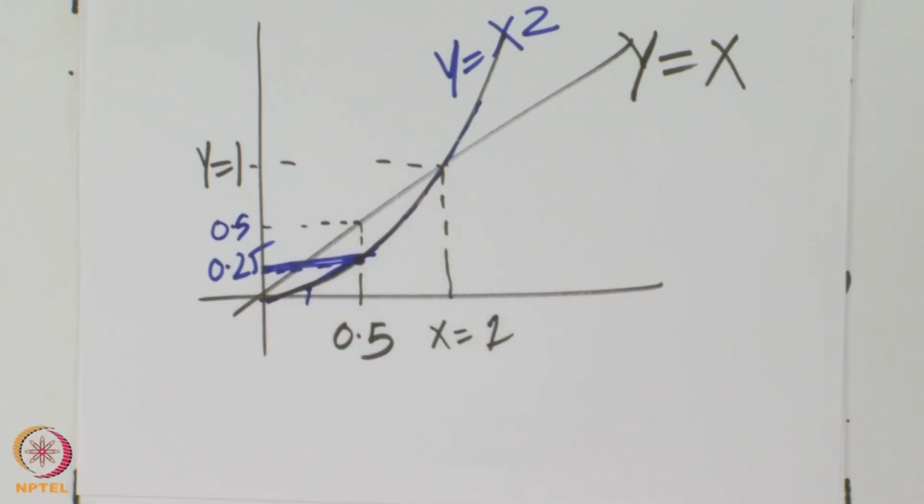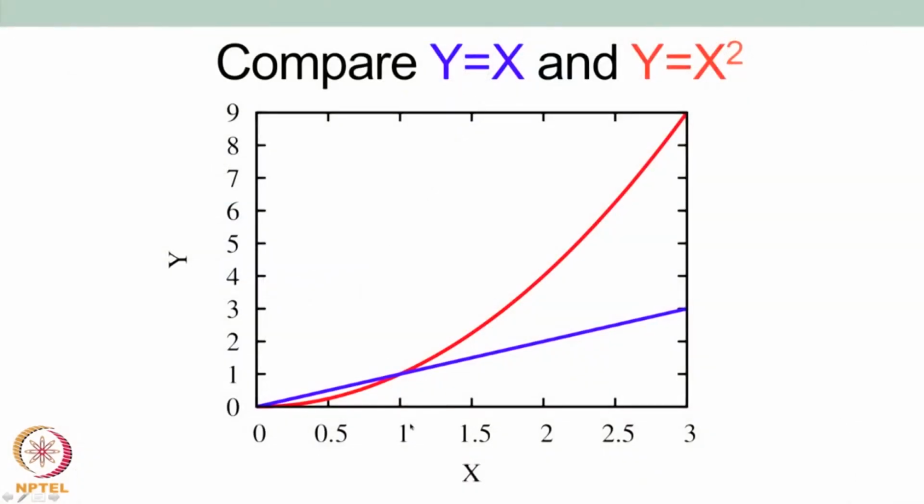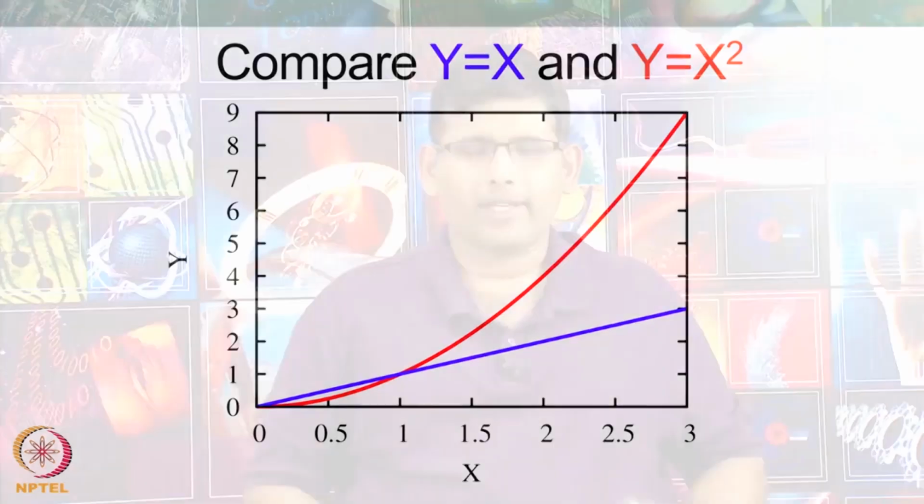So, the point here is that when x is less than 1, the y value is below this blue curve, and when x is larger than 1, the x square curve is above the blue curve. So, this is the thing that you should understand.